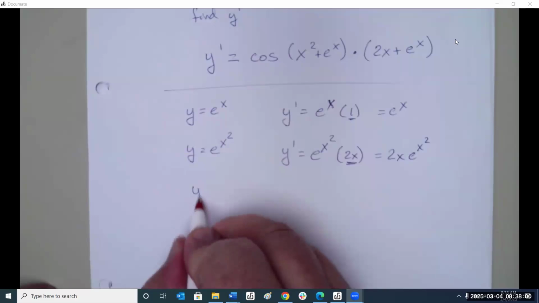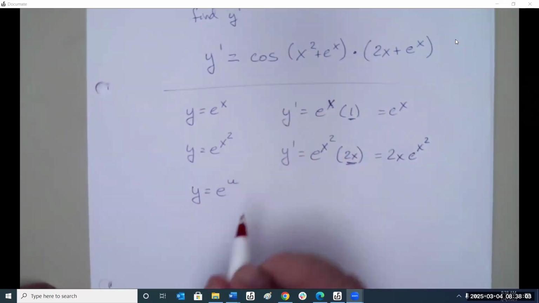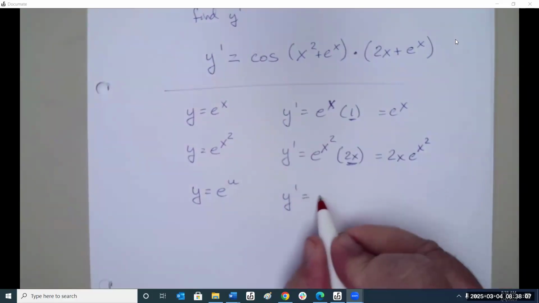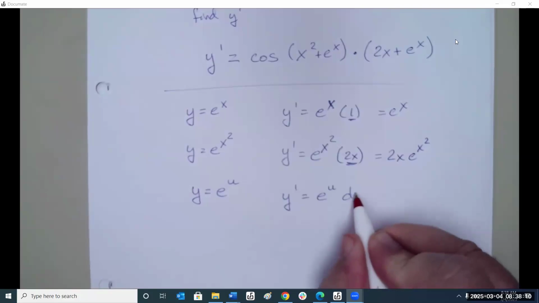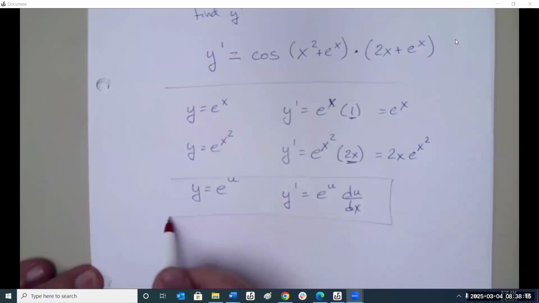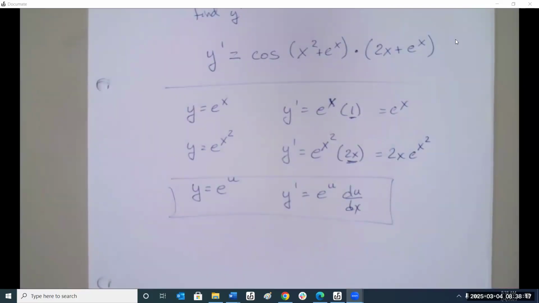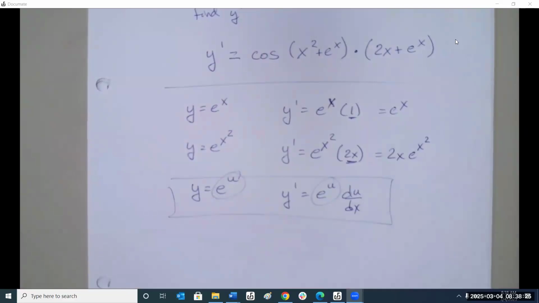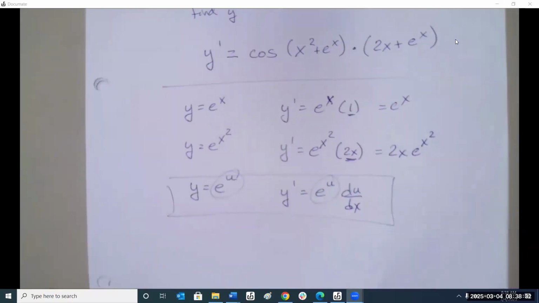So what we have here in general, no matter what we have as an exponent, the derivative will always be e to the u times du/dx. That is a general rule for derivative of exponential functions. Just pretty much always start off, write down what you have, then take the derivative of the exponent. That's what we have left. So far, so good. Okay, let's see it now with the trig function.